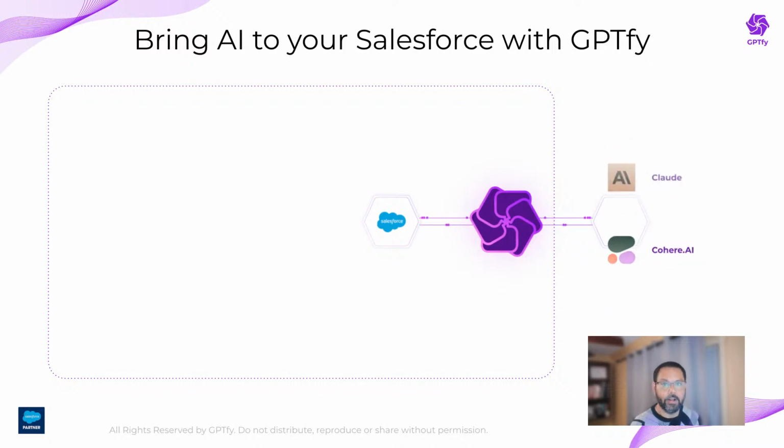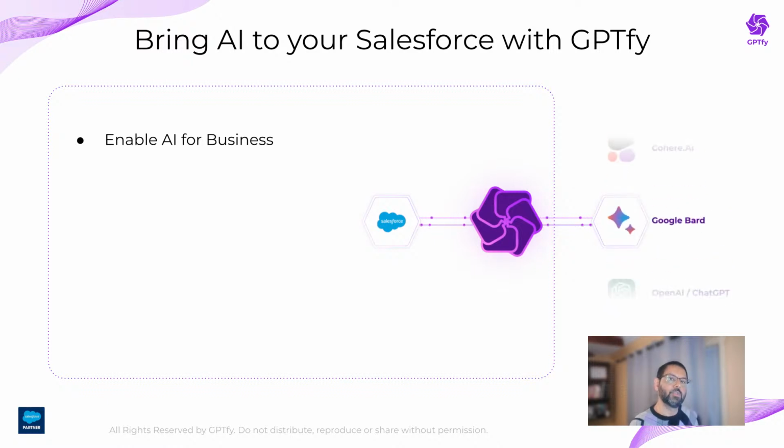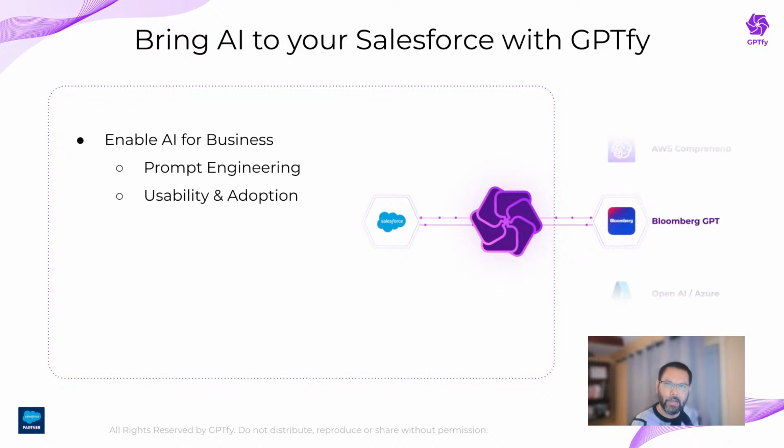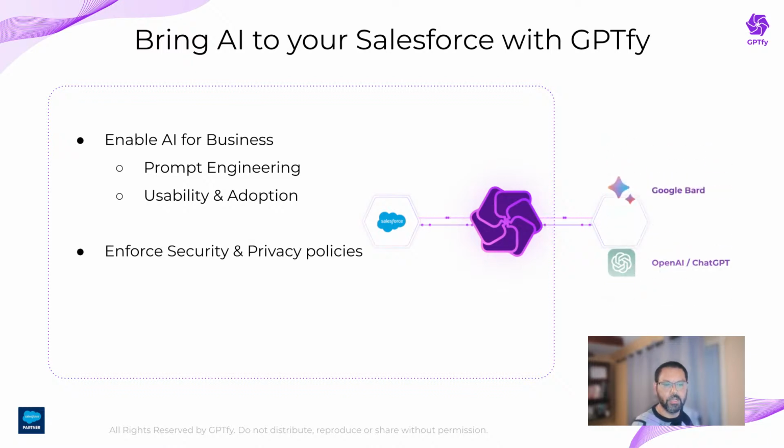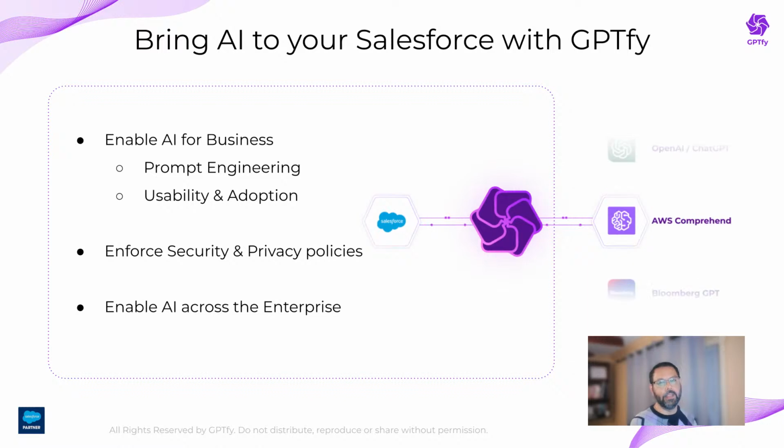You can solve it with a product like ours. You can build it yourself. But the whole approach is to look at a bring your own model. So how can you enable AI? And how can you do a better job of prompt engineering? How can you drive usability and adoption? How can you enforce security and privacy policies? How can you enable AI across the enterprise? And what are the possibilities that we can do with this?